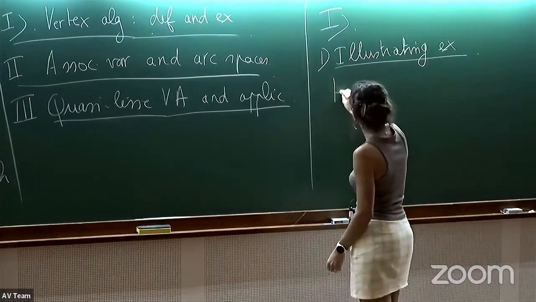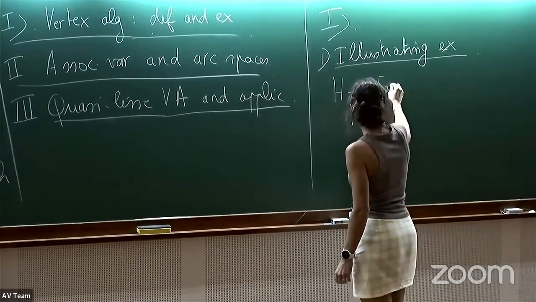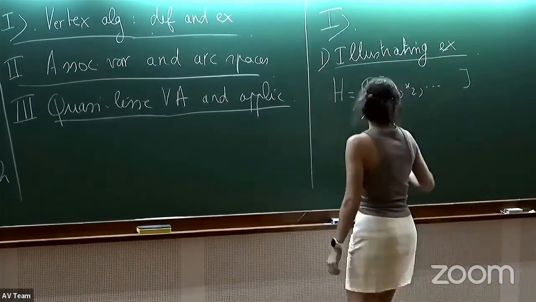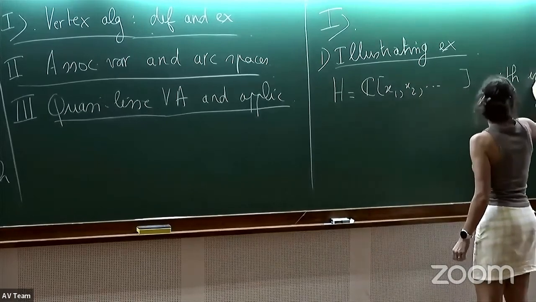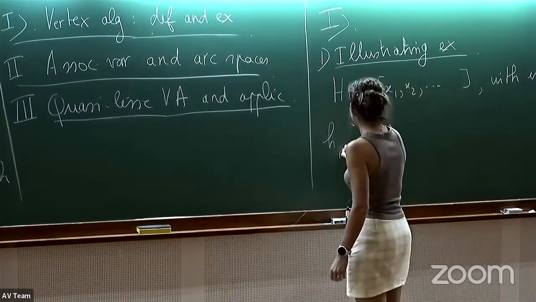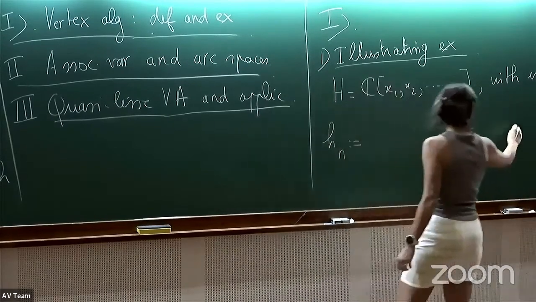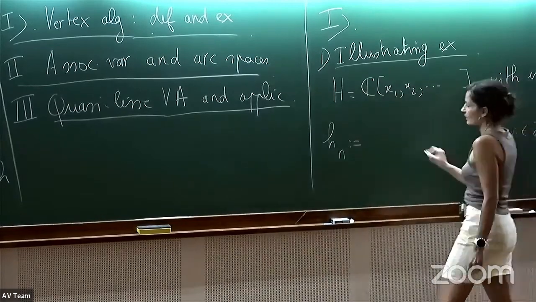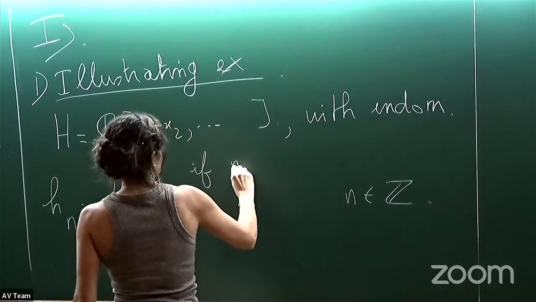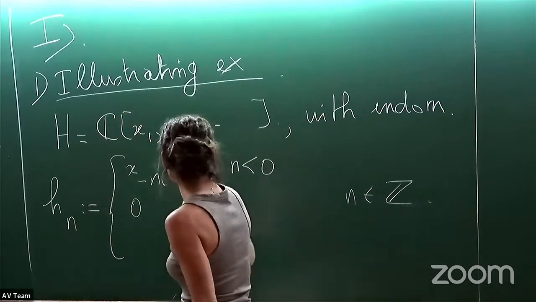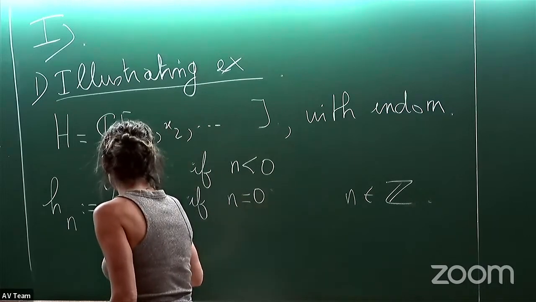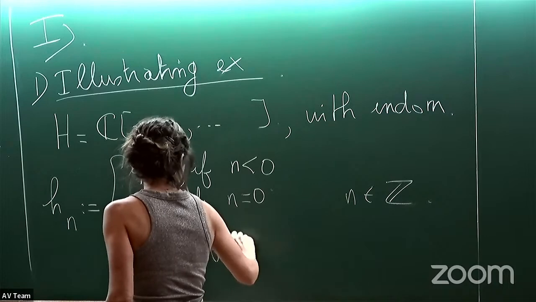Relatively easy. So let's consider the polynomial algebra with infinitely many variables, x1, x2, etc., with the following endomorphisms that I define as follows. So Hn is defined like this for any integer. It's just a multiplication by x_{-n} if n is negative, it is 0 if n is 0, and it is n times the derivative with respect to xn if n is strictly positive.